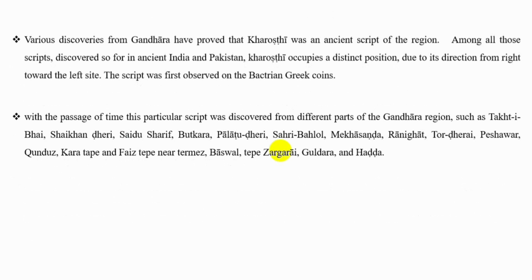Various discoveries from Gandhara have proved that Kharosthi was an ancient script of the region. Among all the scripts discovered so far in ancient India and Pakistan, Kharosthi occupies a distinct position due to its direction, from right toward the left. The script was first observed on Bactrian Greek coins. With the passage of time, it was discovered from different parts of the Gandhara region, such as Takhtbai, Shaikhan Dheri, Saidu Sharif, Butkara, Palatu Dheri, Sarai Balol, Mekhasanda, Ranigat, Tor Dheri, Peshawar, Kunduz, Karatepe, Fayaz Tepe, Bajaur, Zargari, Guldara, and Hadda.